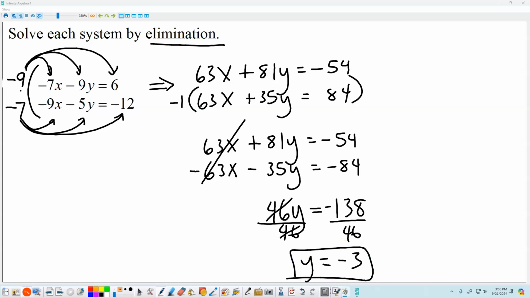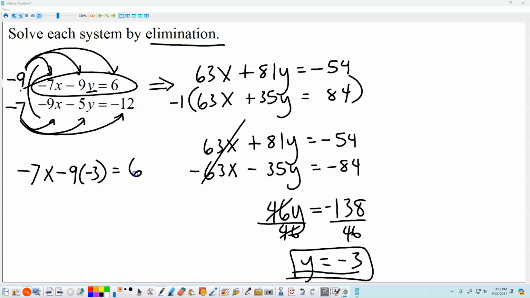Now we're going to take that answer, because that's half of our answer, right? But we also need to find the x. So we're going to take that answer. We're going to choose one of our equations. It doesn't really matter which one. And we're going to replace that variable with that value. So I'm going to replace the y with negative 3 in the top equation.